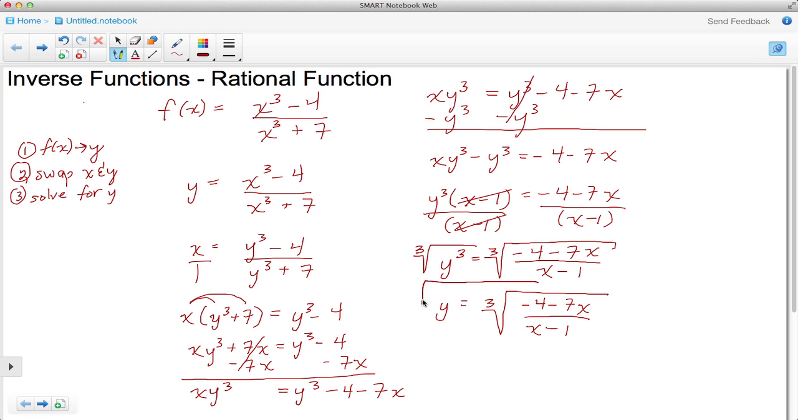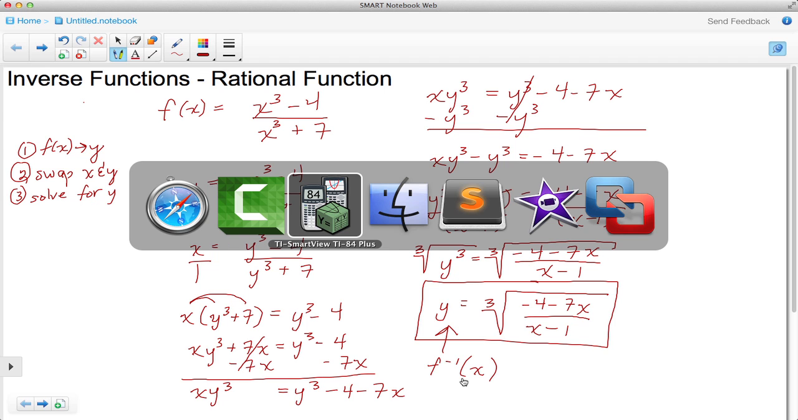So this here is in fact the inverse of the original function, and really I probably should also have written this here as in this f notation showing the negative one for the inverse.